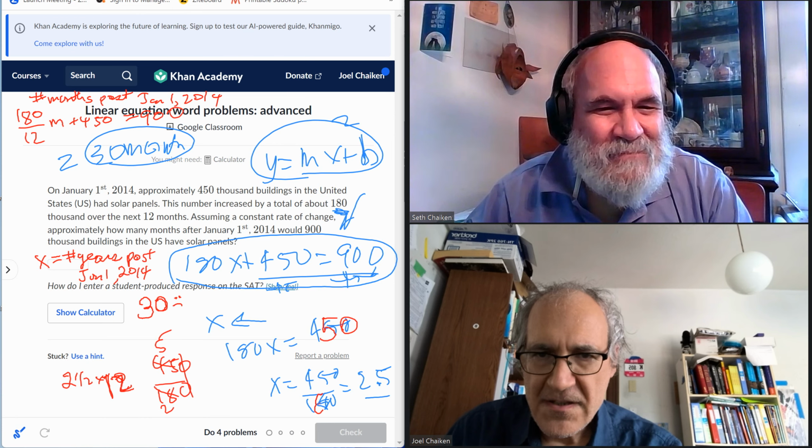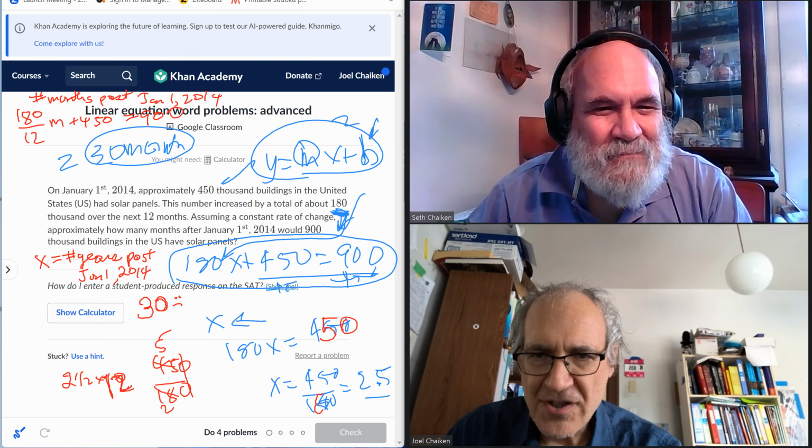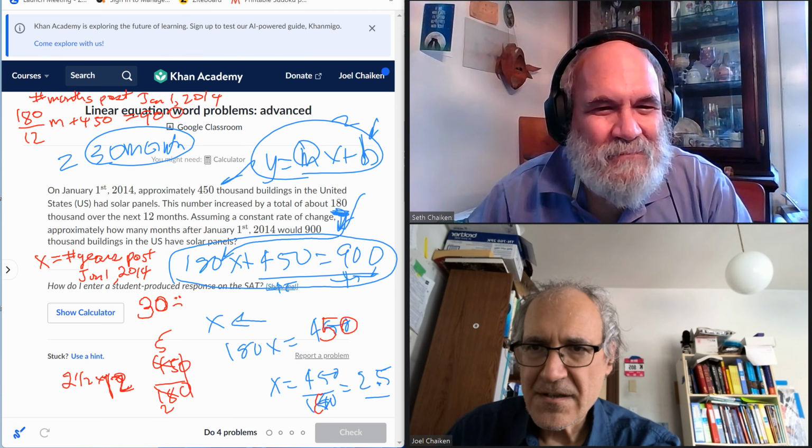The rate, this is the slope, this is the rate that goes in here. The B is the y-intercept. The initial amount goes there. Seth has it there.